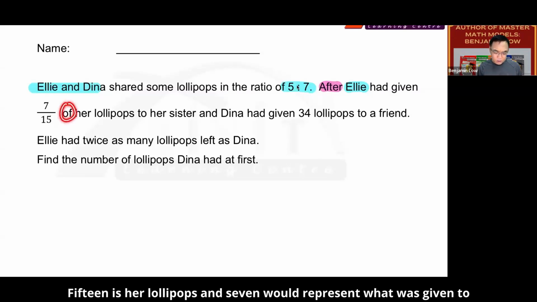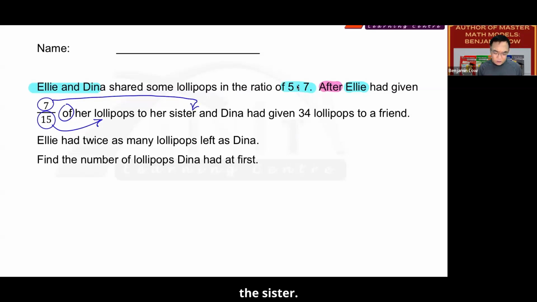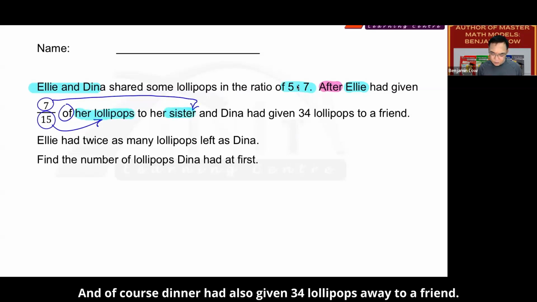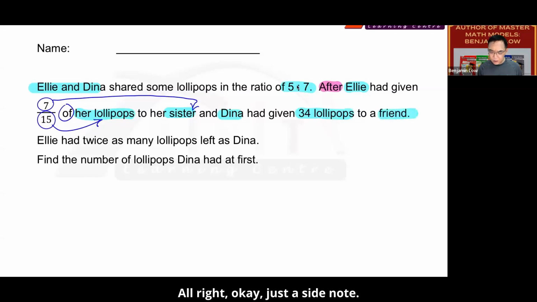15 is her lollipops, and 7 would represent what was given to the sister. And of course, Dinah had also given 34 lollipops away to a friend. All right.